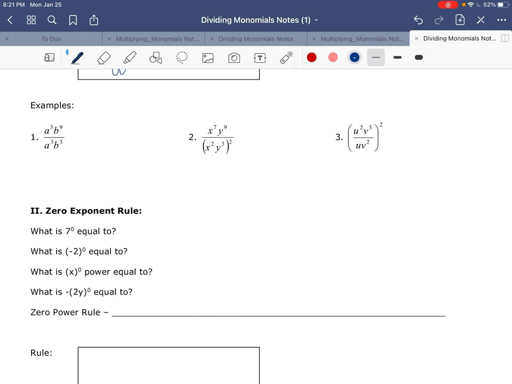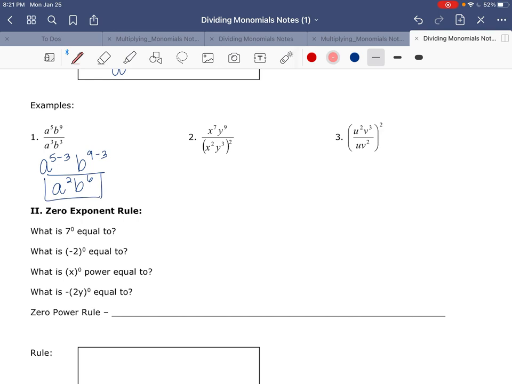There's nothing I can simplify in the numerator. There's nothing I can simplify in the denominator. So now I see that I have a to the 5th over a cubed, which gives me a to the power of 5 minus 3, and b to the 9th over b cubed, so b to the power of 9 minus 3, which simplifies to a squared b to the 6th.